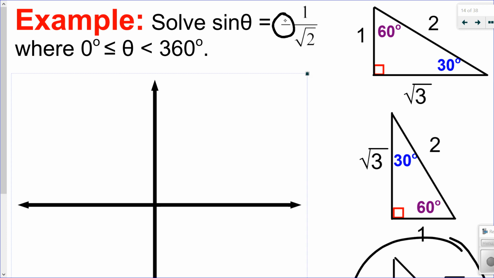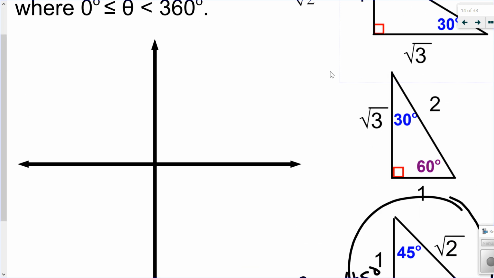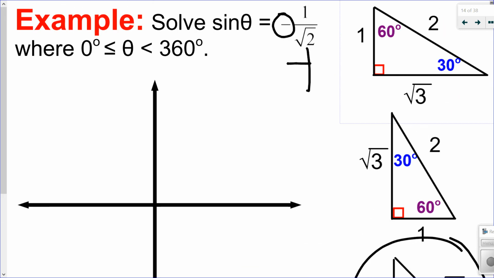Second thing I look at is that sine is negative. So I want to place this reference angle in the correct quadrant. Let's look at our CAST rule. Sine is negative in quadrant number 2 and in quadrant number 4. Sorry, that's 3 and 4. Oh my goodness, I can't talk properly. Okay, so it's negative in quadrants number 3 and 4.